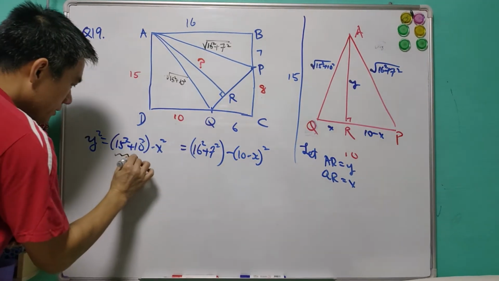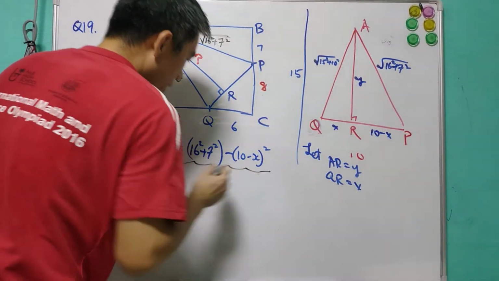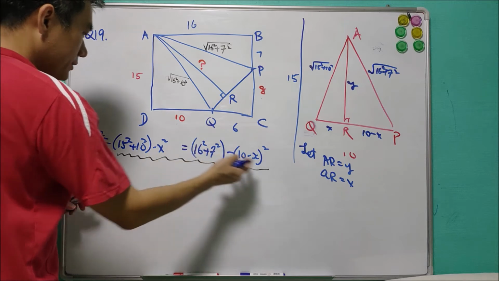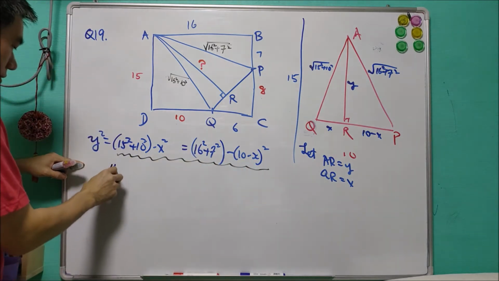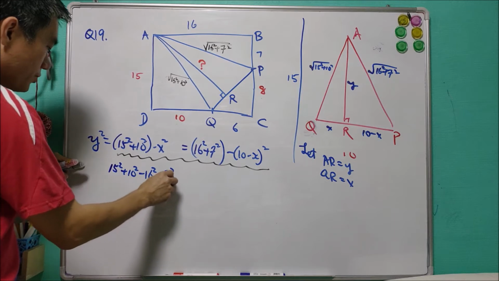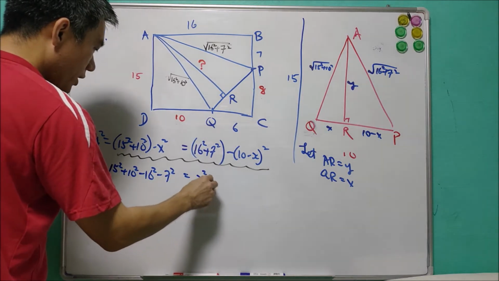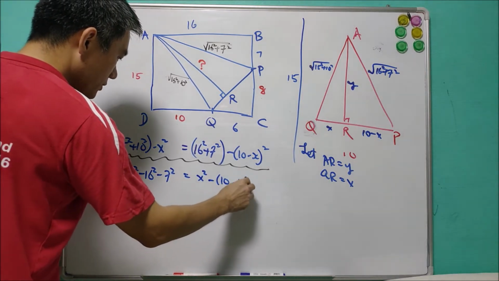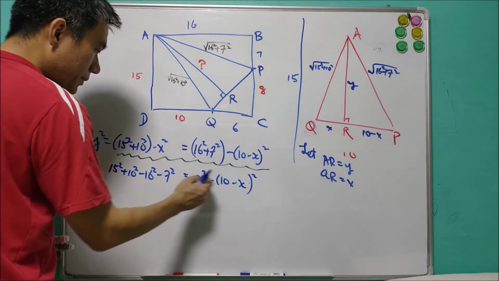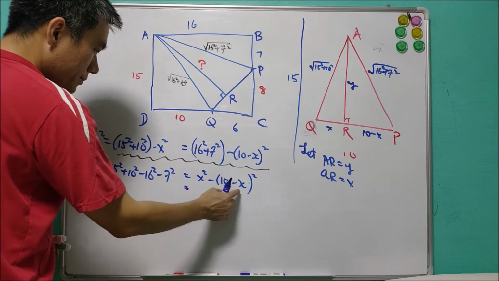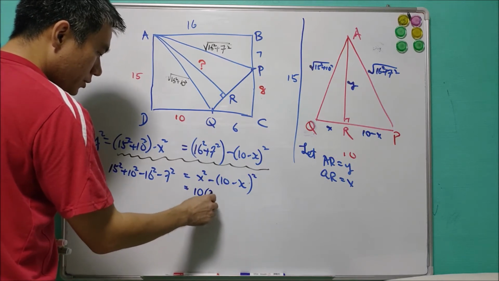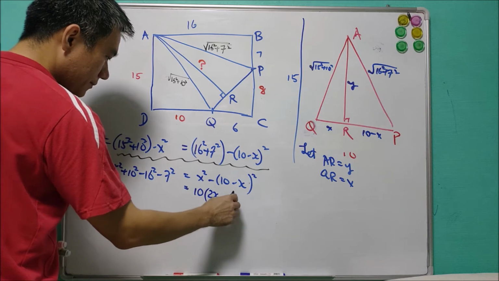Just using this, we are able to solve for the value of X. I'll move the X here. So this is 15 squared plus 10 squared minus 16 squared minus 7 squared equals X squared minus (10 minus X) squared. So this is A squared minus B squared, A plus B, A minus B. A plus B, there's only 10. A minus B, there will be 2X minus 10.